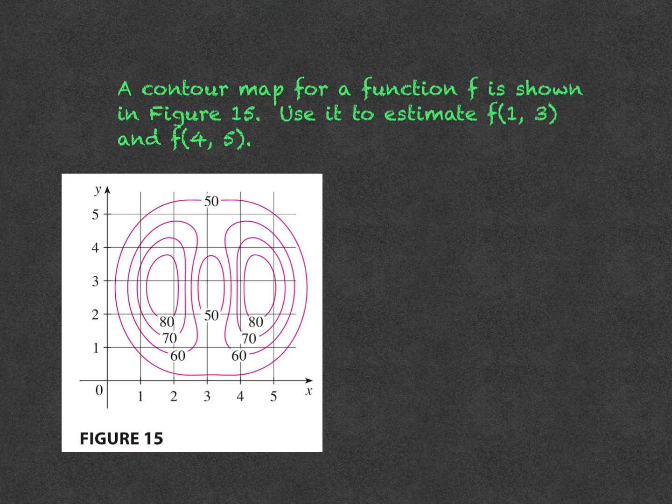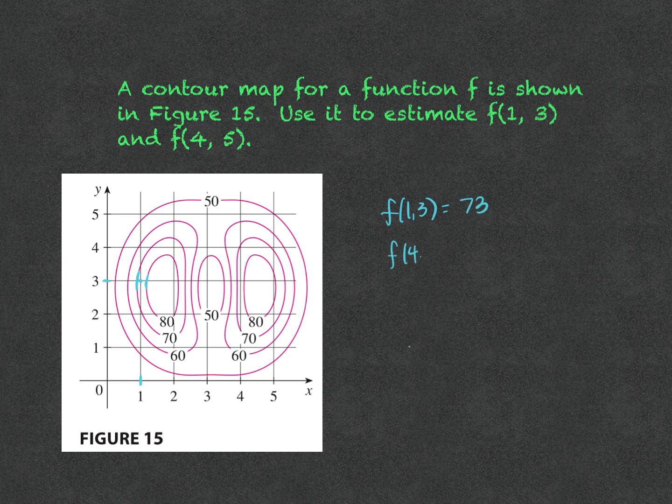A contour map for a function is shown in figure 15 below. We're going to use it to estimate f(1,3) and f(4,5). Earlier we had an equation and we plugged our values in. Now we're reading the graph, similar to what we've done in single variable calculus. So f(1,3): here we have 1, and up here the y value of 3, so they're going to intersect right here. Now this is 70, and this is 80, so it's closer to 70. I would say about 72 or 73. So f(1,3) is 73.